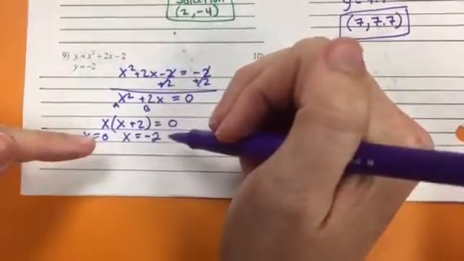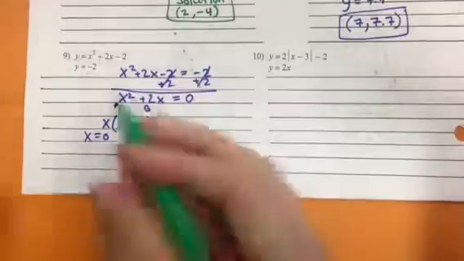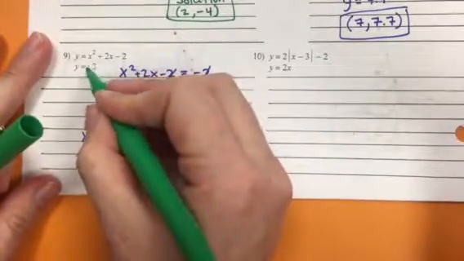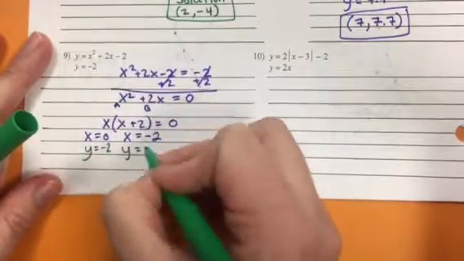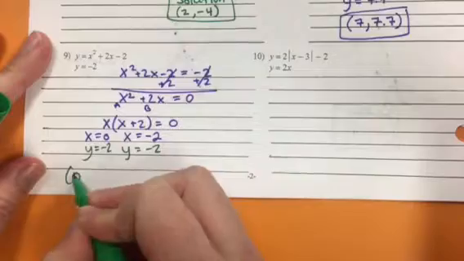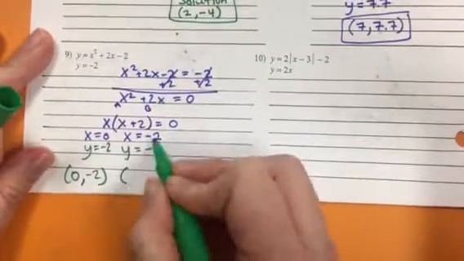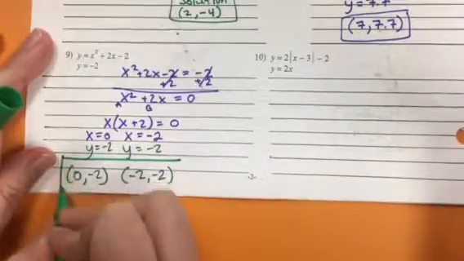That means I have 2 x's, which means I will have 2 y's. If I plug it in, there's nowhere to plug x in, so y equals -2, and y equals -2. 0, -2 is one solution. -2, -2 is my second solution.